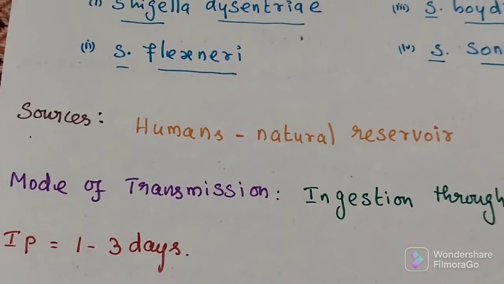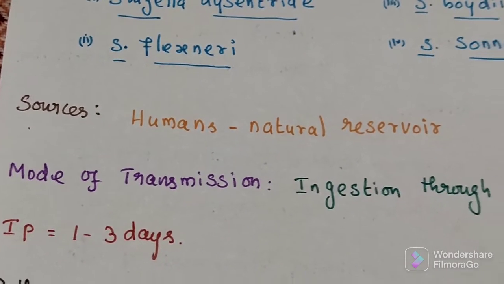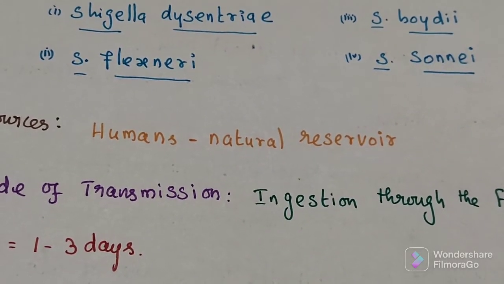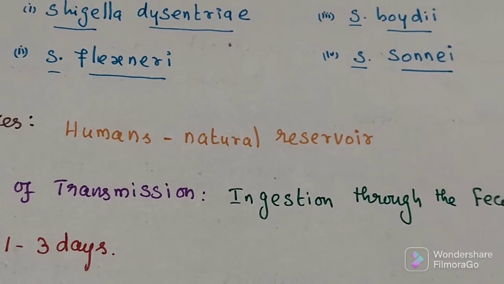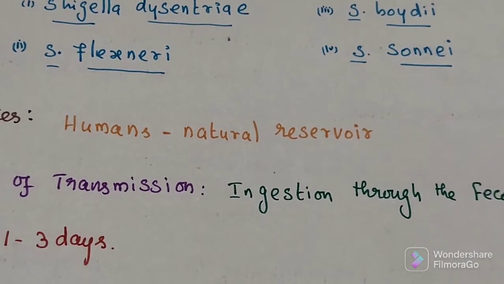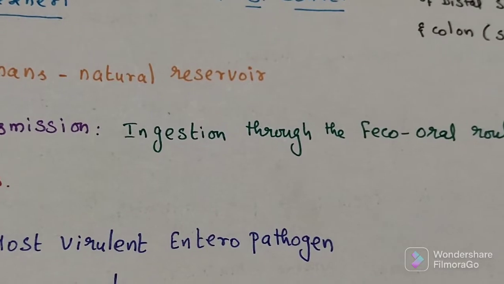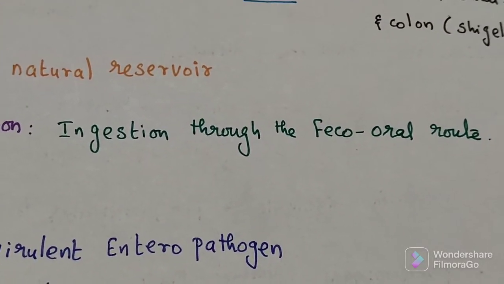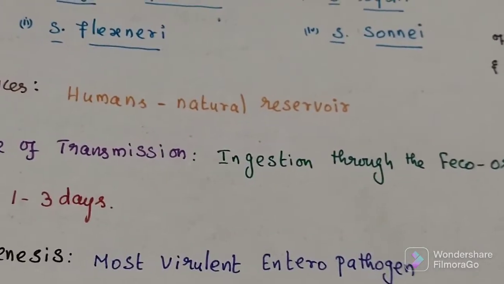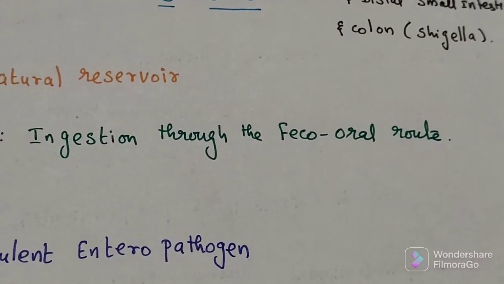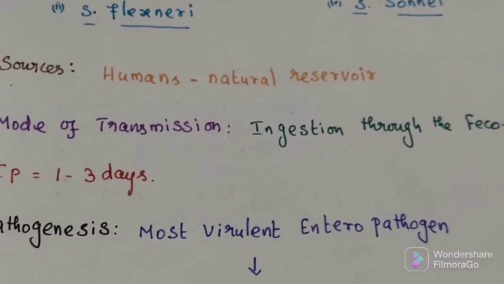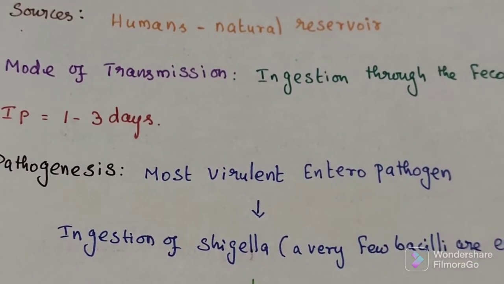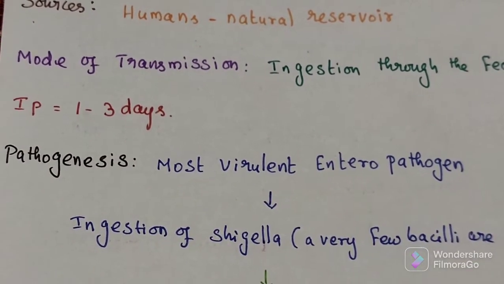Now coming to sources of infection. Human is the only natural reservoir for infection. Mode of transmission: transmission by ingestion through the fecal-oral route. What is the mode of transmission? Fecal-oral route. Then the incubation period of Shigella is 1 to 3 days.